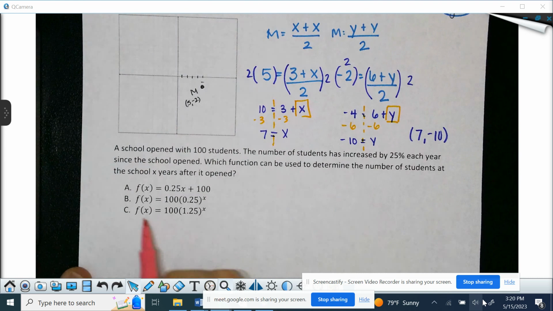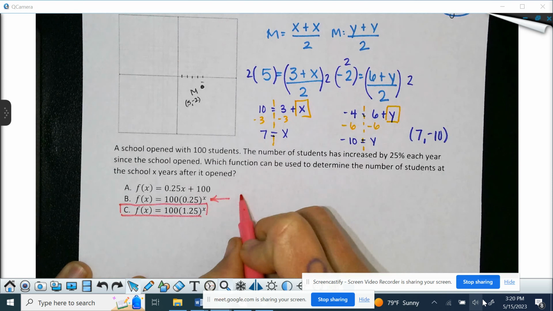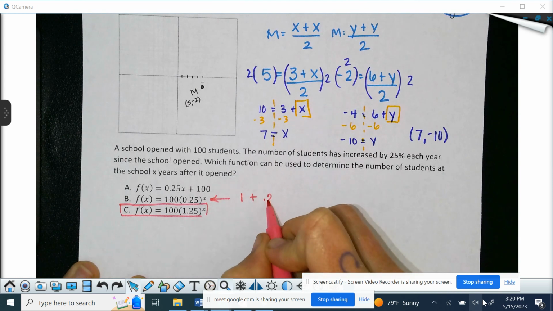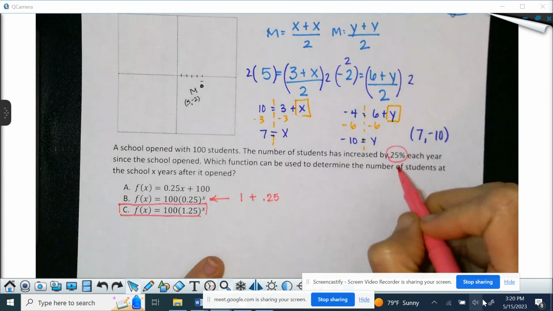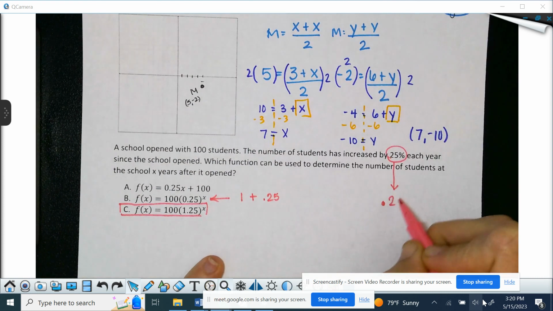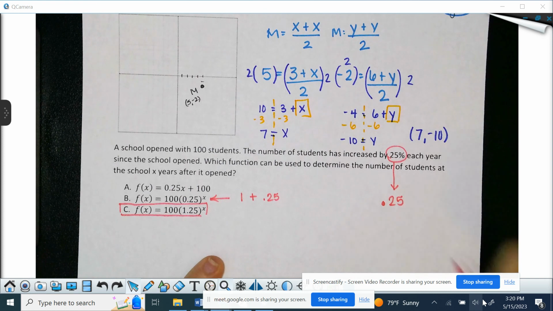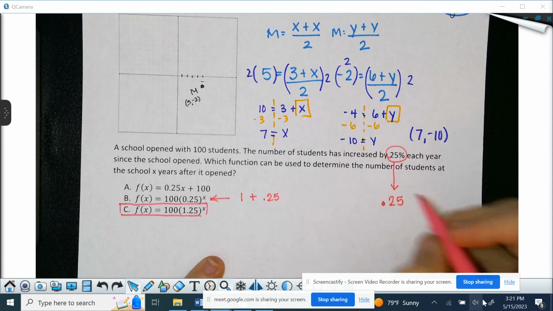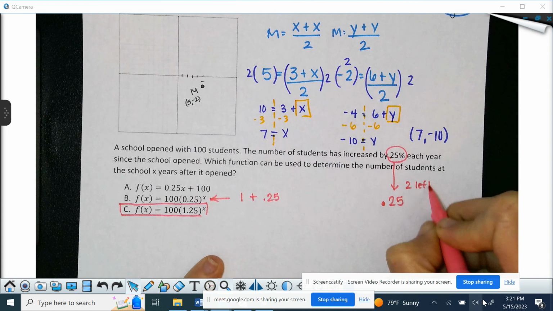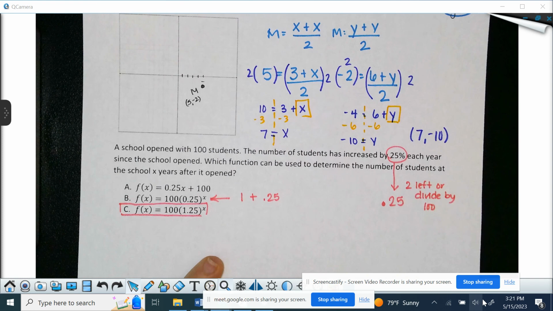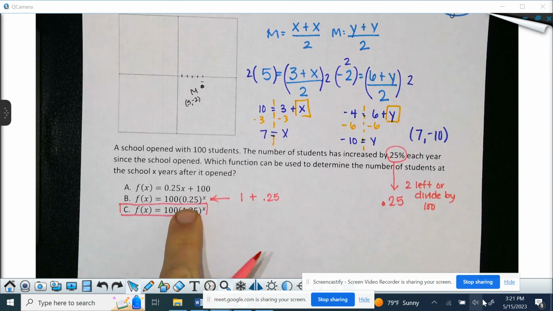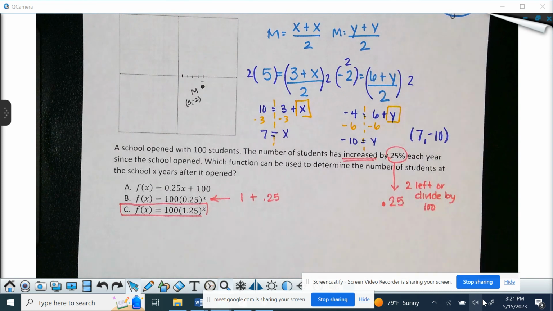So it has to be C. The problem with B is it's missing the 1 plus 0.25. They didn't give you an answer to really mess it up, but the other thing, remember, always our percentage is going to turn into a decimal. That means move the decimal 2 to the left or divide by 100. And then your starting amount, and so it's a growth or decay. So increased is a growth, so that's why it's a 1 plus, so 1.25 instead of 0.75.